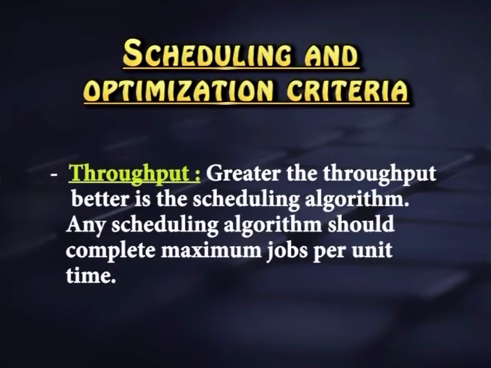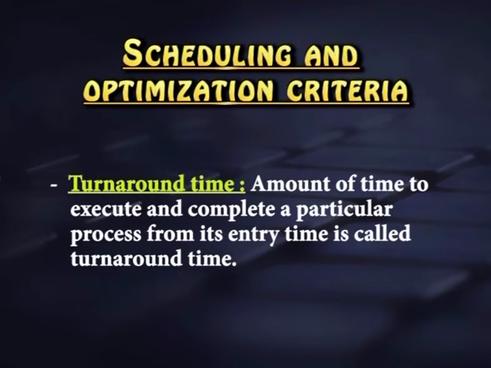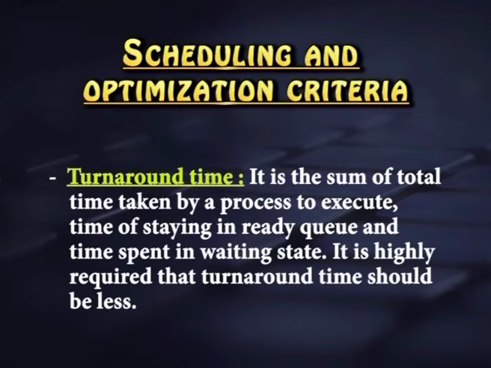Second is throughput. Greater the throughput, better is the scheduling algorithm. Any scheduling algorithm should complete the maximum number of jobs per unit time. Third is turnaround time. Amount of time to execute and complete a particular process from its entry point is called turnaround time. It is the sum of total time taken by a process to execute, time of staying in the ready queue, and time spent in waiting state. It is highly required that turnaround time should be less.